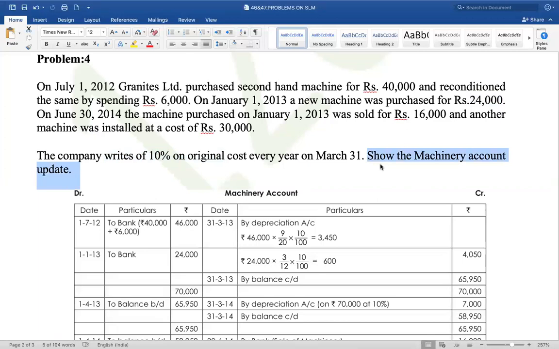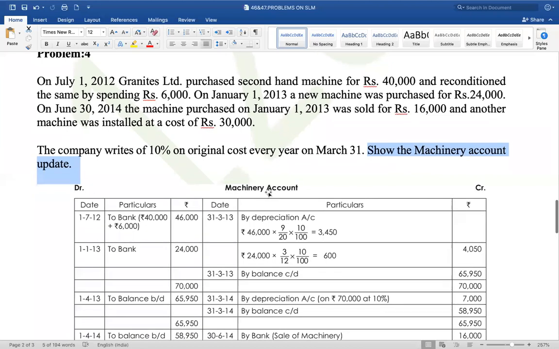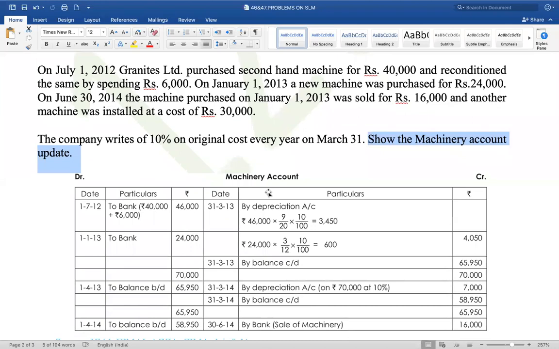Now, there are two methods of accounting for depreciation. One is when you are preparing the provision for depreciation account. Another one is when you're not preparing the provision for depreciation account. Now we are looking into when we are not preparing provision for depreciation account. We are just preparing machinery account. Look at this machinery account. Every time the asset comes in, debit what comes in. Every time the asset goes out, credit what goes out. That means when you're buying, debit.